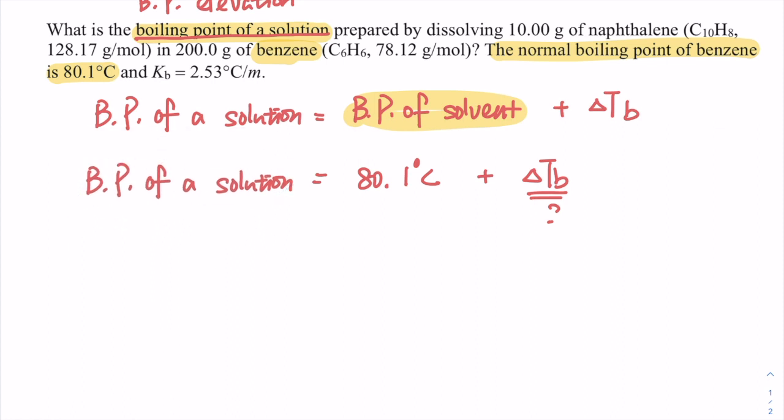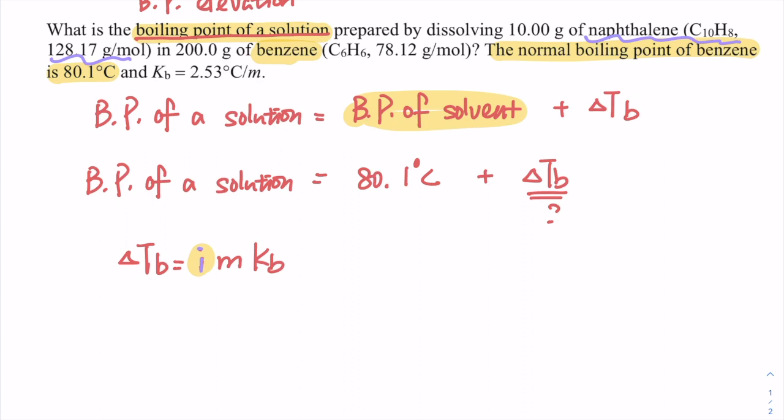So how do we calculate delta TB? The equation is i, the van 't Hoff factor, times molality times KB. So what's this van 't Hoff factor? We need to look into the solute itself. Our solute is the C10H8.